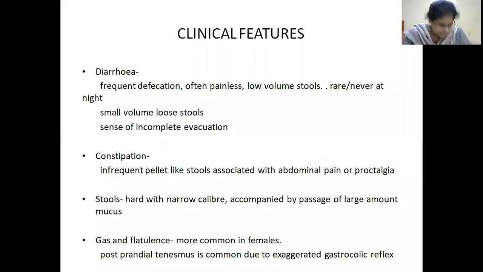In the constipation predominant one, usually it will be pellet-like stools, that is, pencil-like or ribbon-like stools with a narrow caliber. Constipation, proctalgia, and abdominal pain will be associated. The stools are hard with a narrow caliber and accompany the passage of a large amount of mucus. Another clinical feature will be gas. The patient will be complaining of flatulence. This is more common in females. Postprandial tenesmus is more common due to an exaggerated gastrocolic reflex, and this is most commonly seen in females.